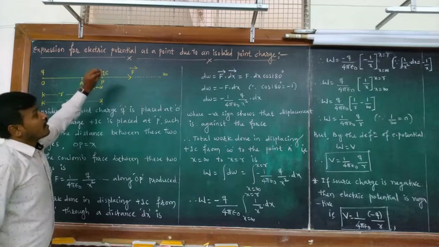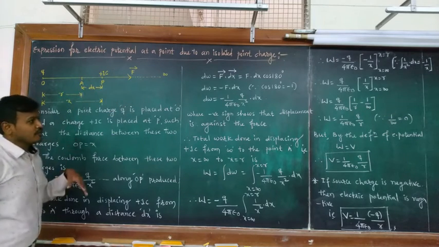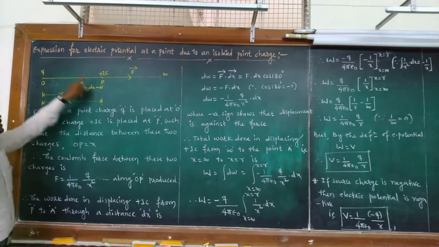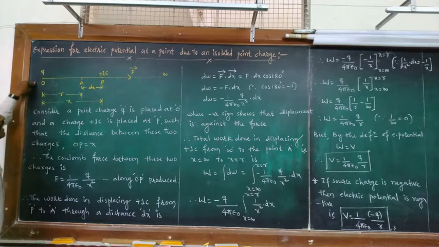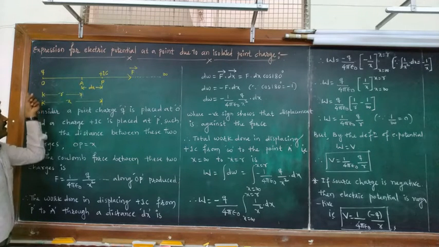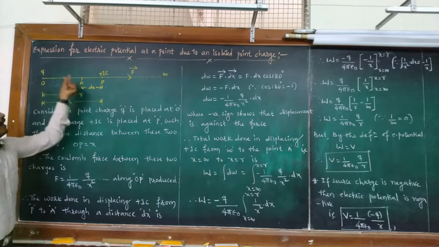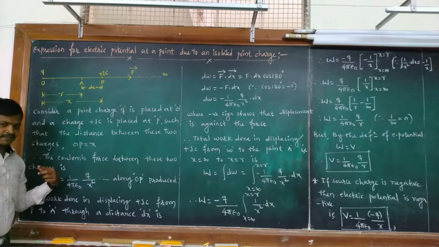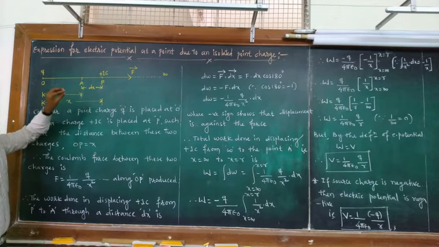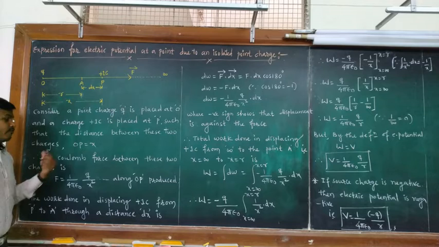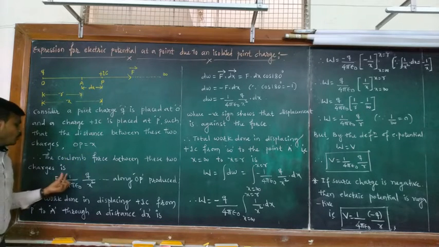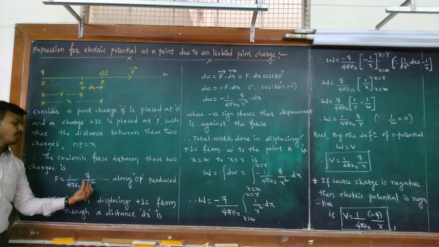This can be derived by making some modification. Consider a point charge Q placed at a point O and another unit positive charge, 1 coulomb, placed at a point P such that the distance of separation between Q and +1 coulomb is OP equal to x. These two are like charges, therefore there is a force of repulsion between them. According to Coulomb's law, that force is F equal to 1 divided by 4 pi epsilon naught, Q divided by x square.